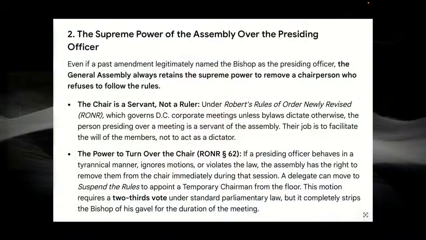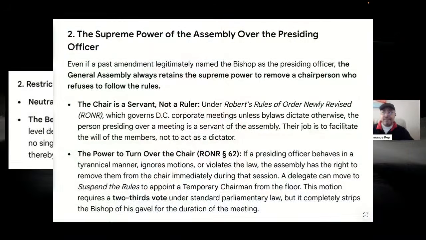Let's go back to that page again, the supreme power of the assembly. Now you know why. There's absolutely nothing that the members need to fear. Look at the first bullet point. Under Robert's Rules of Order, DC corporate meetings are governed by Robert's Rules of Order, unless bylaws dictate otherwise. The person presiding over a meeting is a servant of the assembly. The person, can you highlight that? The person presiding over a meeting is a servant of the assembly.